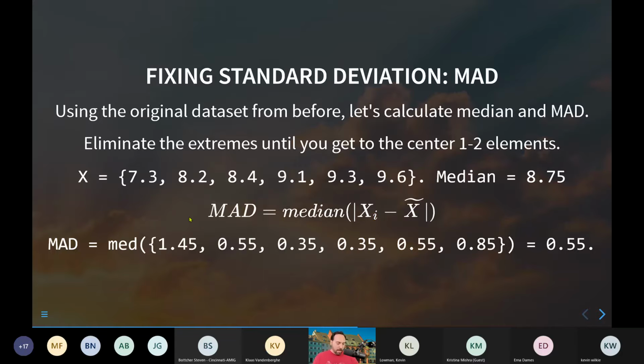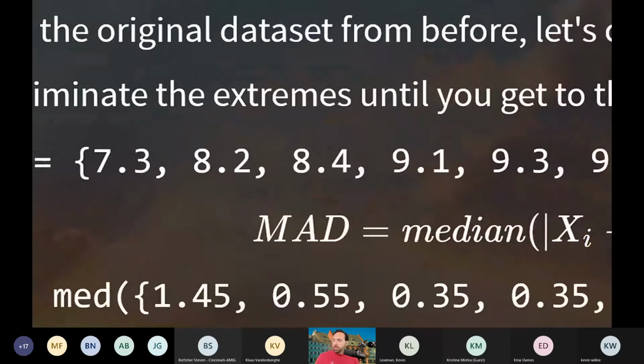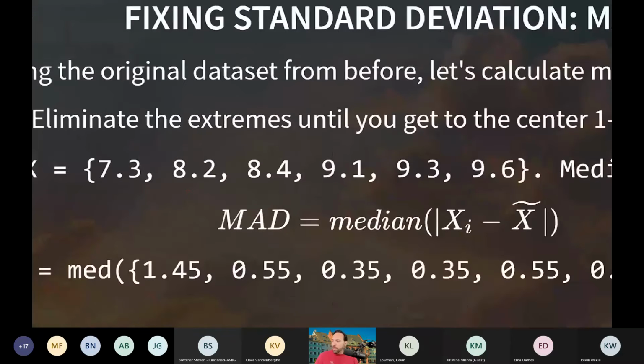Well, calculating a median is a lot like being in prison. What you do is you find the biggest, meanest, nastiest guy and you shank him. But then you have to go beat up the smallest guy. You don't want him taking over after you. And you repeat this process until you end up with either 1 or 2 data points left.